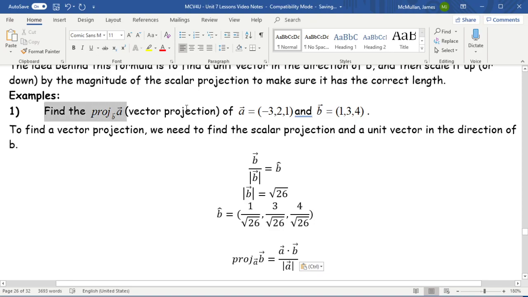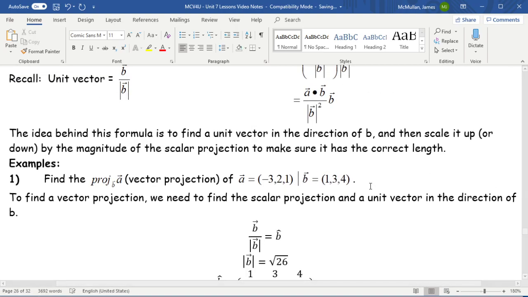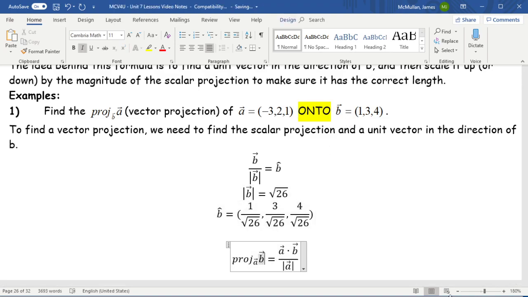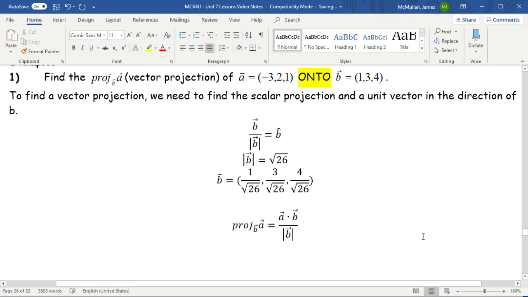Well, actually, this is very poorly written, right? You should never say the vector projection of A and B. That doesn't make sense. Change this to onto B. Okay, you need to know which one is projecting onto which one. So A is projecting onto B. To project A onto B, A should go here, B should go there, and whichever one's in the subscript should go in the denominator. Okay, so A dot B over magnitude B.